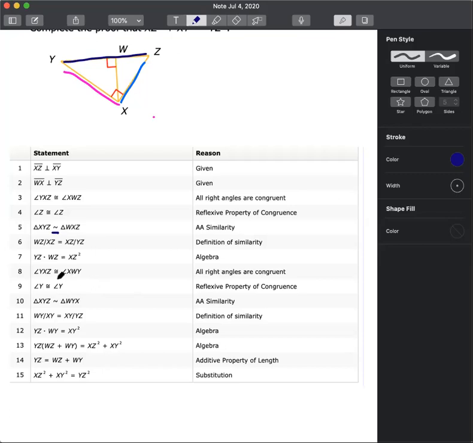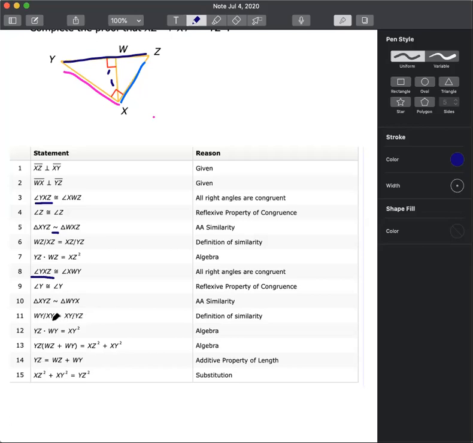The next one is all right angles are congruent. So this one is looking at y, x, z, similar to what we looked at earlier. So let's take a look. So 8 and 3, you can see there's two right angles there and there. They're going to be all right angles are congruent. Again, reflexive, y and y. This symbol right there, similarity. So those two triangles are similar.